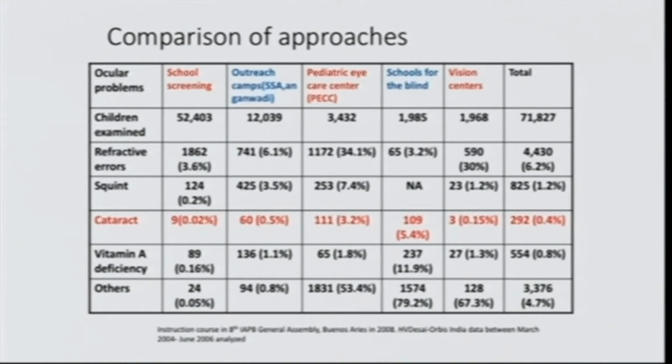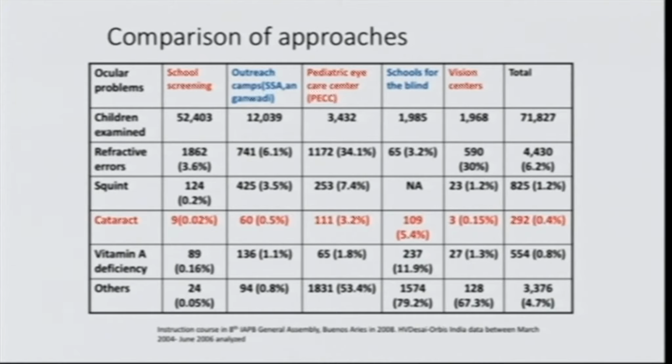Again, when we look at the approaches that were used in this childhood blindness initiative, the most common one, in which the maximum number of children were seen, this is data from H.V. Desai in the last decade, is of course school screening, followed by outreach camps, pediatric eye centers, schools for the blind and vision centers. Now each one of these approaches has perhaps a different target population. If we want to look at ROP, of course we have to go to NICUs and pediatricians. If we want to look at really blind children or severely visually impaired children, we have to go to special schools for the blind.